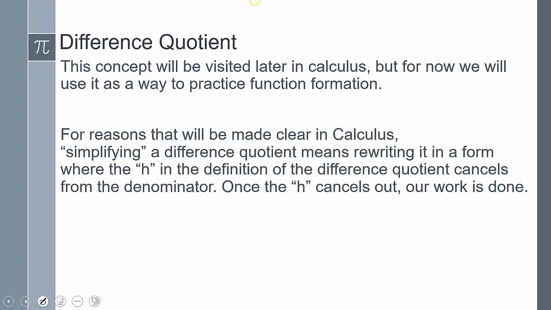Now later on, the reason why it'll be a little bit more clear is because of limits. But the idea is that when we simplify a difference quotient, we need to rewrite it in a form where the h in the denominator cancels out. Once the h cancels out, our work is done.